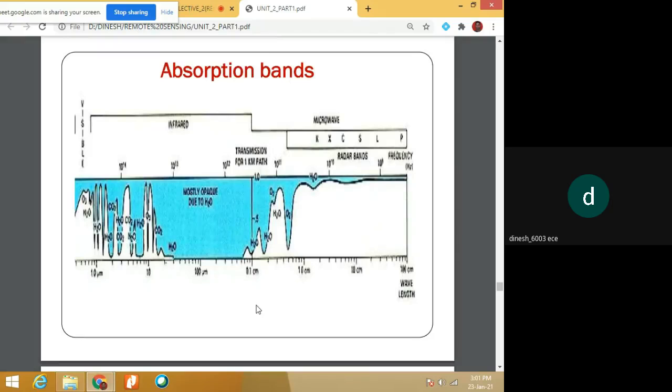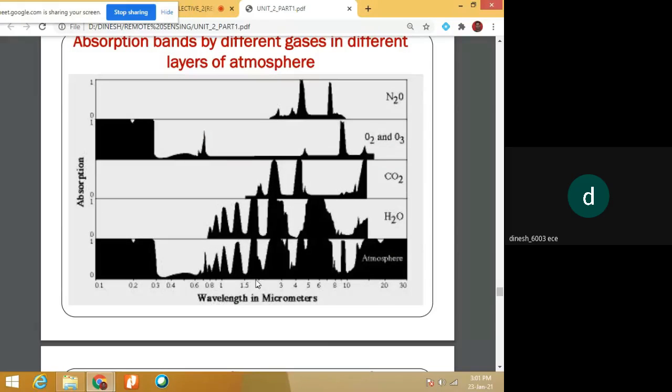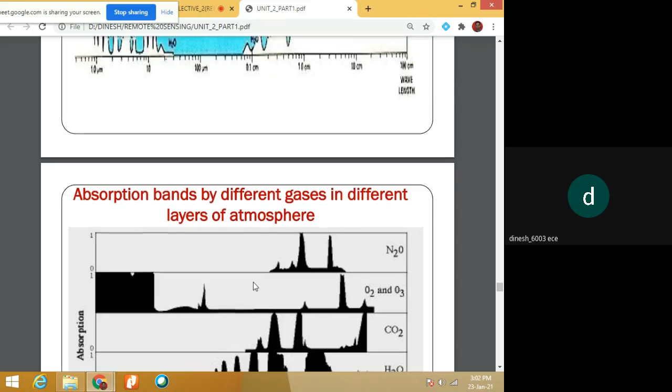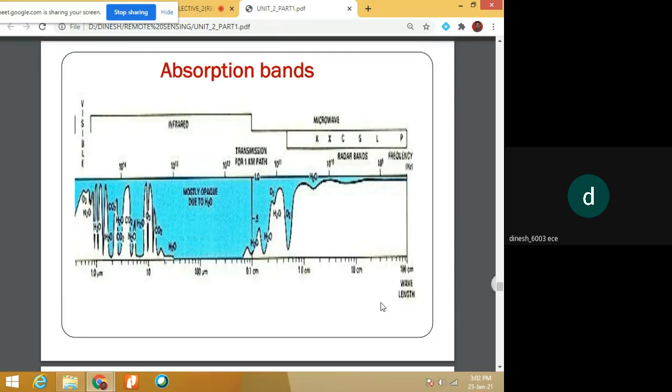These are the absorption bands. In the previous class, I had shown you in black and white; the same is now in color, differentiated. Ozone, oxygen, and nitrous oxide separately, water molecule and water droplet separately, atmosphere separately. These are the absorption bands by different gases in different layers of the atmosphere. We're going to have a view on this. Kindly go through it, then I'll proceed.